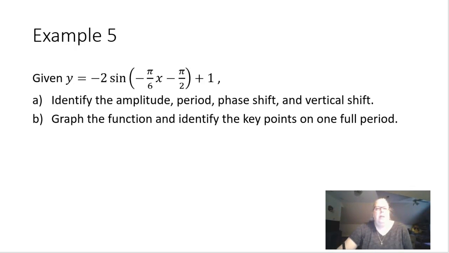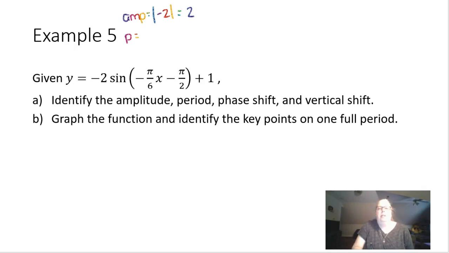Example 5. Given y is equal to -2 times the sine of the quantity, negative pi over 6 times x minus pi over 2 plus 1. Part A, identify the amplitude, period, phase shift, and vertical shift. And then part B, graph the function and identify the key points on one full period. All right, let's start with the amplitude. The amplitude is going to be the absolute value of that -2 there. The absolute value of -2 is just +2.